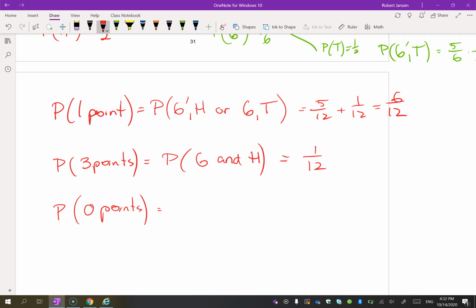Okay, when do you get 0 points? You get 0 points if you don't get a 6 and you don't get heads. And there's a 5 out of 12 chance of that happening. So there's your answer to part A.